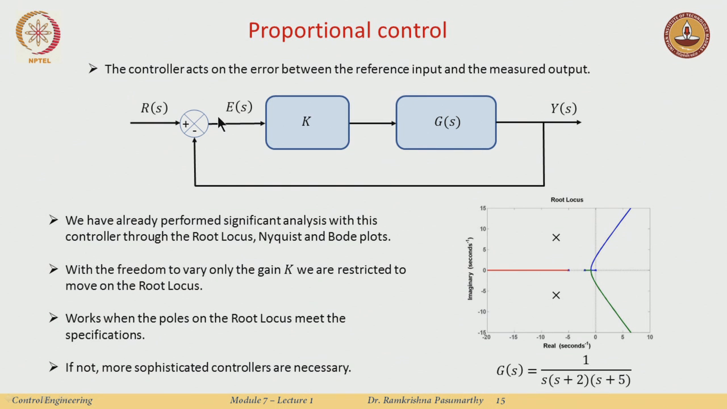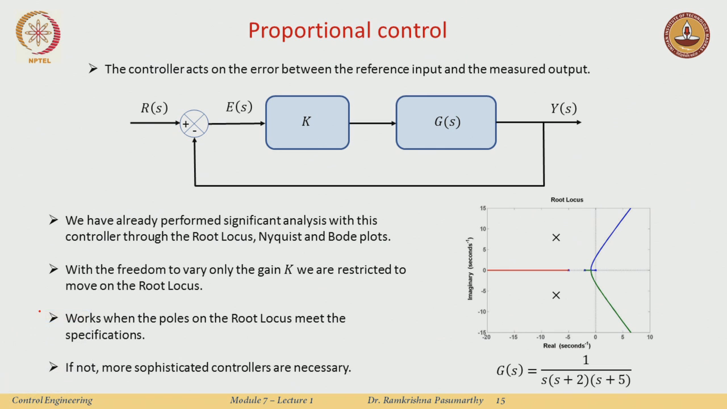So, again I have an R of s, the G of s is the plant and my controller is just a proportional controller. As usual this is my reference signal, this is my output, there is a certain error and then the controller is supposed to adjust itself based on the error and so on. So, the first question is when will a proportional controller work? The steps we usually do here are the following.